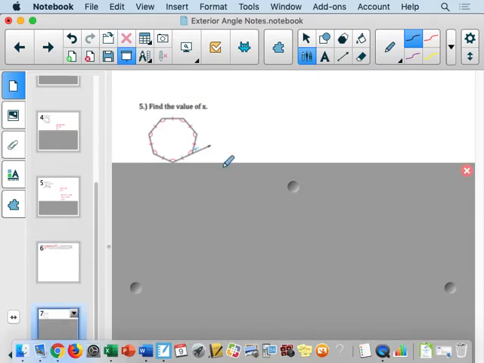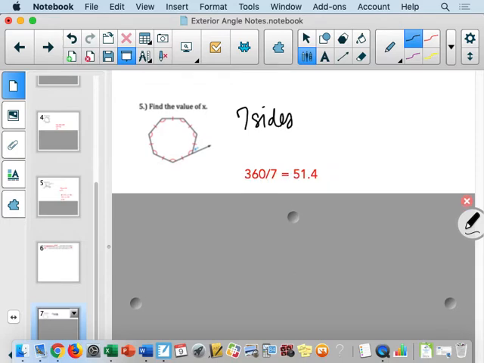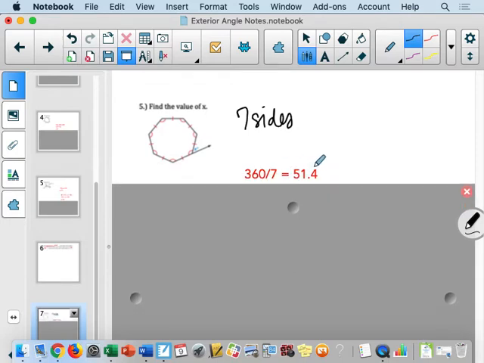So then here on example 5, we would need to count up and see how many sides are in this picture, or in this polygon, and that is what? How many? 7 sides, okay? So what mathematics do we need to do? 360 divided by 7. So we get 51.4 degrees.